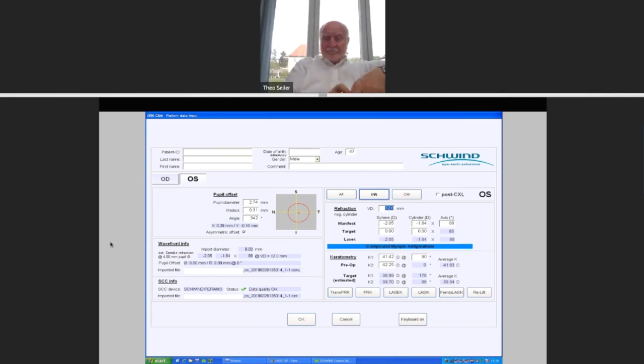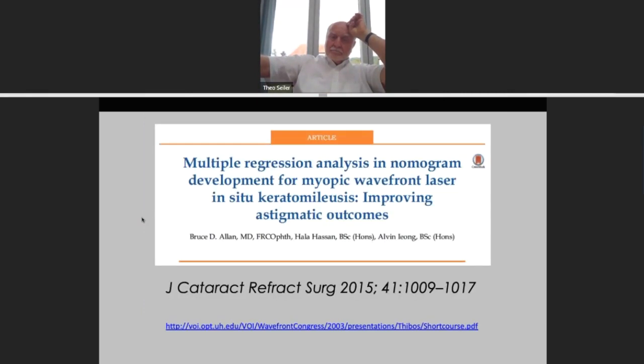First thing we're going to do, because it's a wavefront guided treatment, is center our treatment registration over the pupil center rather than over the corneal vertex. If you look at the pupil offsets here, we're going to set those to 0 and move that into the center. Then we're going to do our little Excel spreadsheet job based on that paper there.